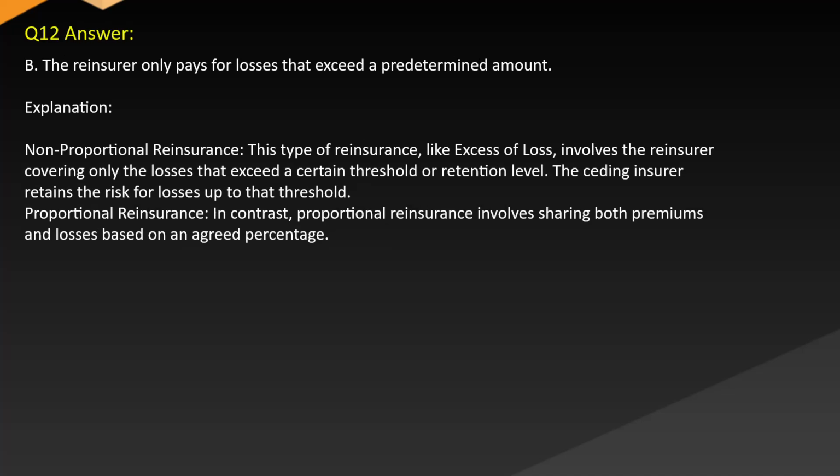Answer: B. The reinsurer only pays for losses that exceed a predetermined amount. Explanation: Non-proportional reinsurance. This type of reinsurance, like excess of loss, involves the reinsurer covering only the losses that exceed a certain threshold or retention level. The ceding insurer retains the risk for losses up to that threshold. Proportional reinsurance. In contrast, proportional reinsurance involves sharing both premiums and losses on an agreed percentage.